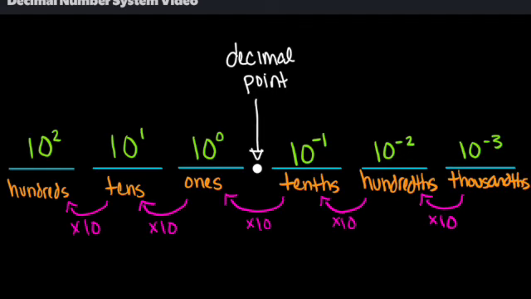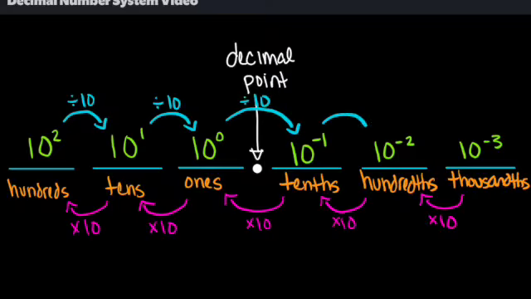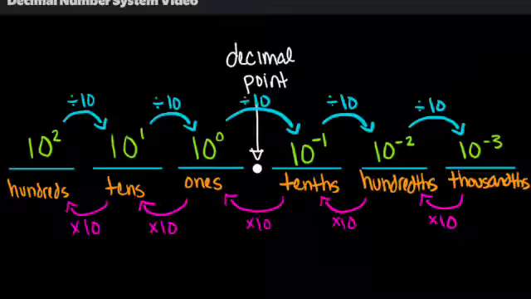Just like as we move to the right, we are dividing by 10. So as we move to the right, we're dividing by 10. As we move to the left, we're multiplying by 10. And it's really important that we see how that pattern stays the same even when we start working with decimals.